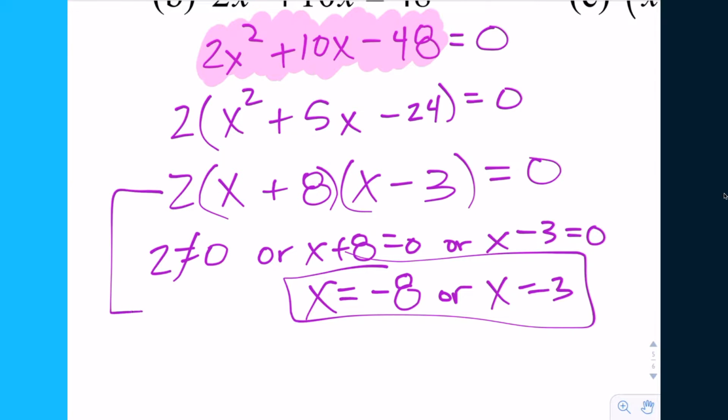Now, truth be told, you do not have to actually show me the zero product property in action if you get it into its complete factorization. Because if you know the factor, x plus 8, then the associated root is negative 8. And if you know the factor of x minus 3, then the associated root is 3. A root means when you plug it in, you get what? 0. So that's very important. So if you want to go straight from the factor to the answer, that's good.